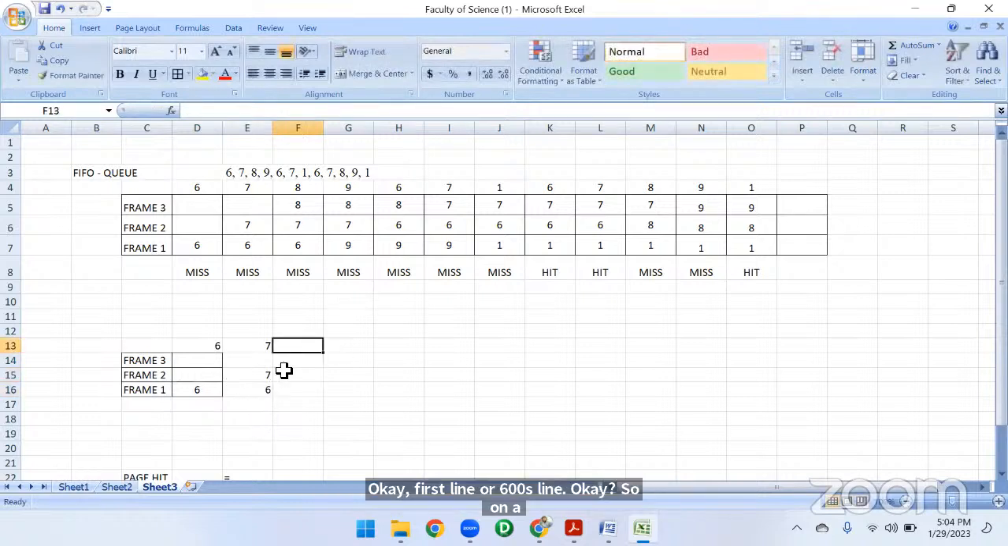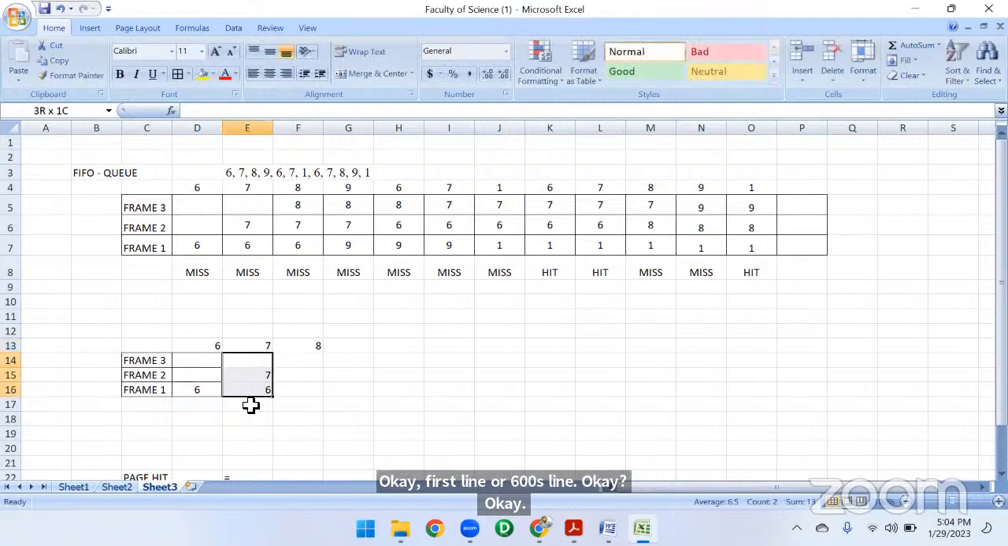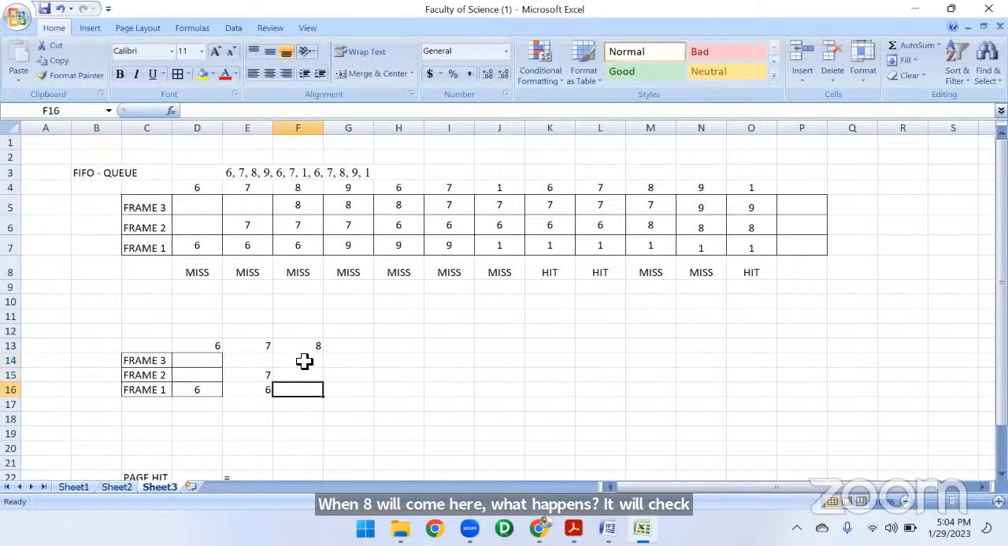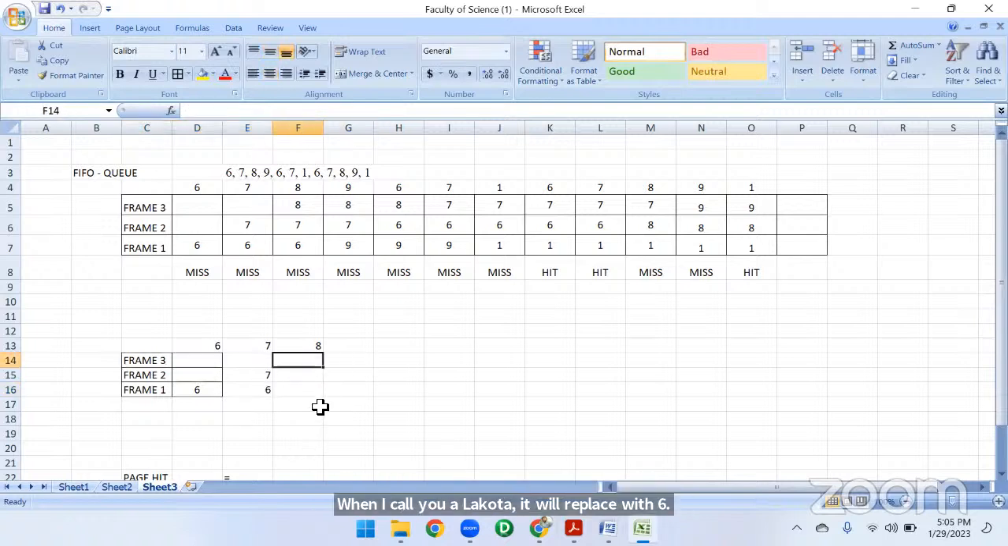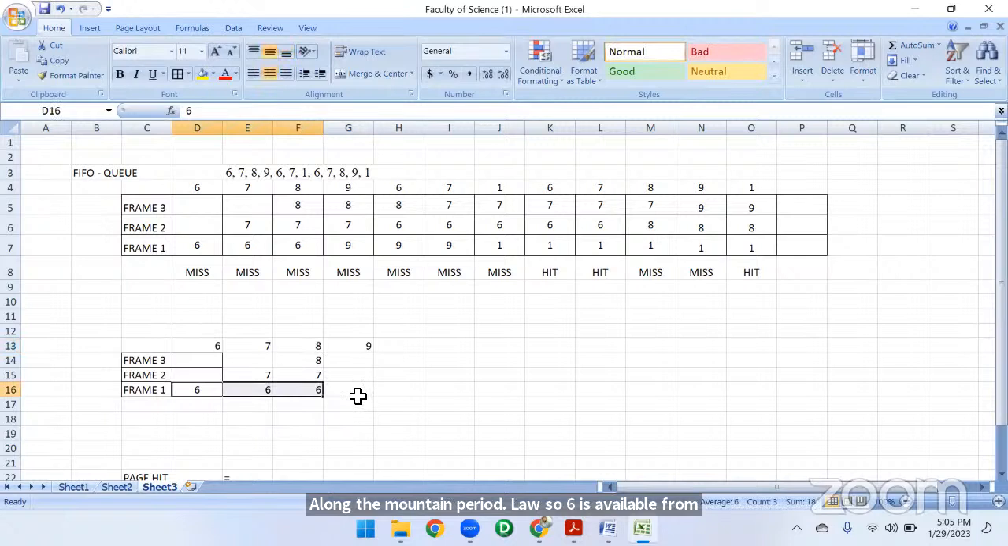Okay, when 8 comes here, what happens, it will check whether 8 is available in the memory or not. If it is not available, it will check if the frame is not empty, then it will replace with 6. Okay, here the frame is empty, the memory is empty, so it is placing on the third place. Okay, right. Now next 9 will come. When 9 comes here, it will check whether 9 is available or not. If 9 is not available, it will replace the one who has been present in the memory for the longest period. It checks who has been there the longest in this whole period. So 6 is available from a long period, so it will replace with 9.